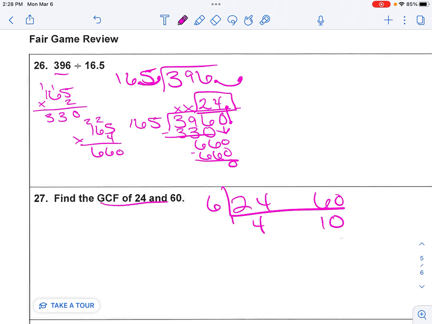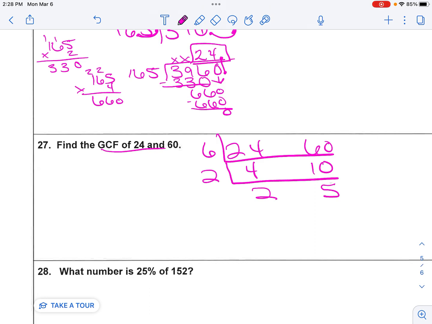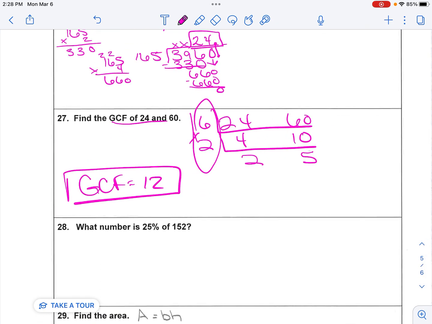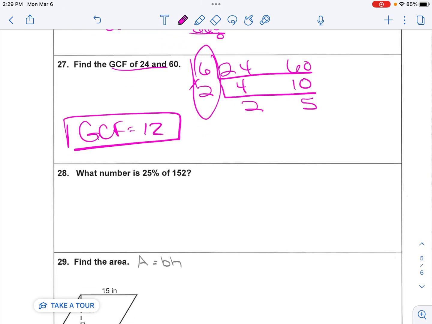We're not done. Those two numbers are still even. So I know that 2 goes into both numbers evenly. 2 goes into 4 twice. 2 goes into 10 5 times. Nothing else goes into 2 or 5, so we are done. Remember, you're multiplying your numbers straight down to find your greatest common factor. If you were to have to find least common multiple, you would multiply down and around and make that L.